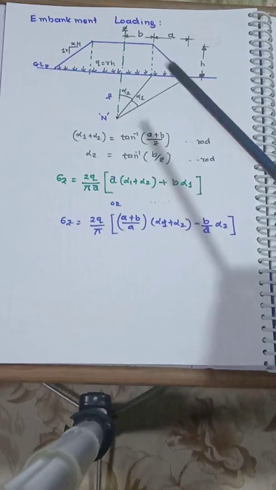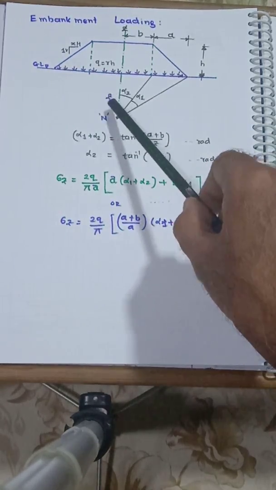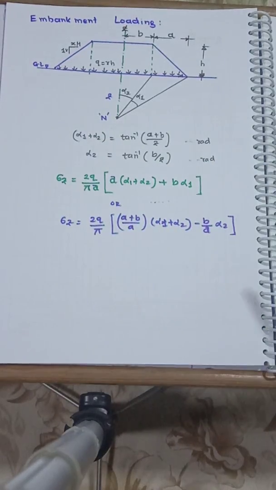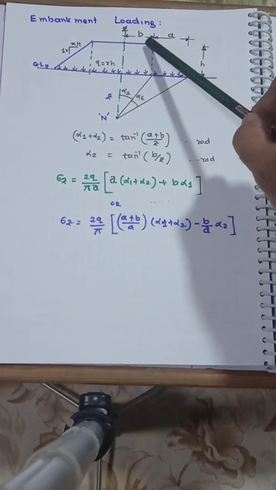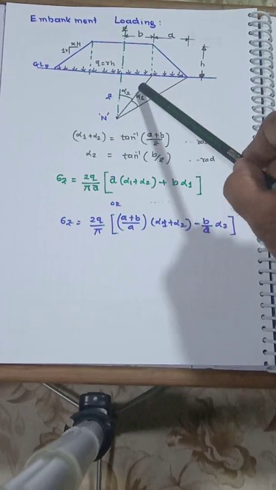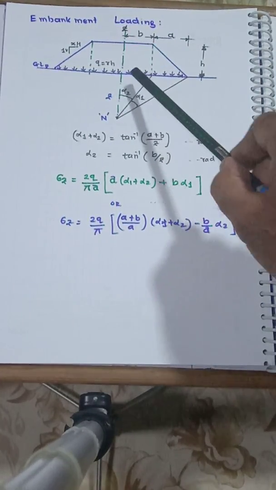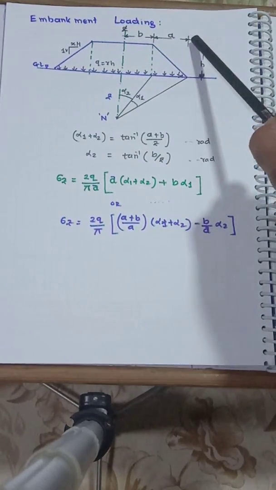Now suppose we require the stress at a point n, which is at a depth z, exactly at the center of the embankment. So you join this outer part, and join the edge of the top width. This makes an angle alpha 1, and this makes an angle alpha 2. The outer distance is a.